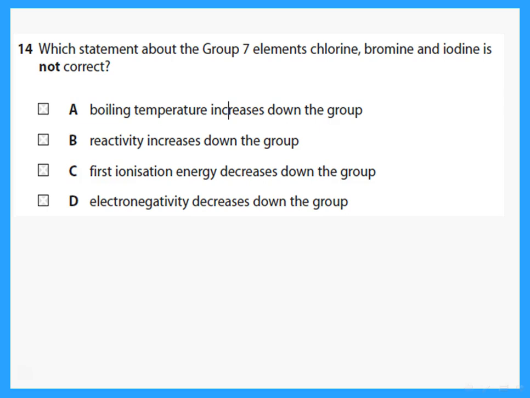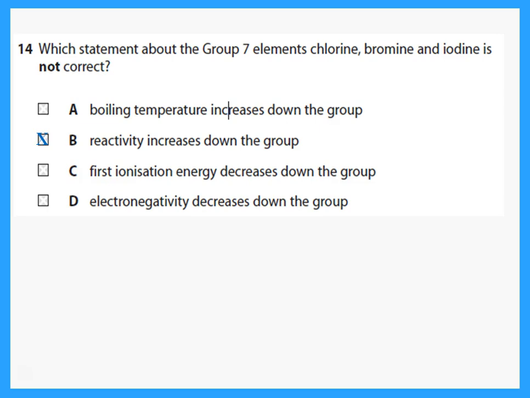Okay, which statement about group 7 elements is not correct? So he's saying boiling temperatures increases down the group. Yes, that is correct. We said as we go down, we go from gas, liquid, solid, and that means that the boiling temperature increases. Reactivity increases? No, reactivity does not increase going down group 7. We said in group 7, the one up is more reactive, so actually reactivity decreases as we go down the group. What about the others?